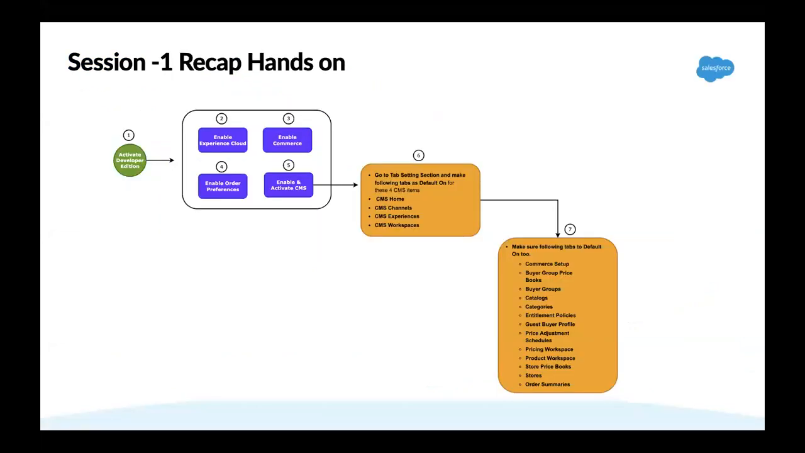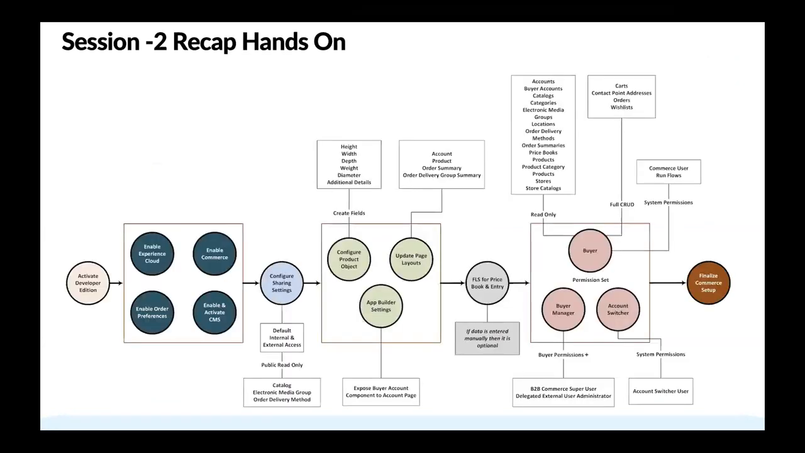Thank you, Abdul. So if you can go back to the recap of sessions. In session 1, we covered the activation of the B2B Commerce org, and we enabled the B2B Commerce prerequisites with Experience Cloud, enabled commerce, and place order preferences. After that, we did some profile and permission sets as well. In our session 2, we covered configuring sharing settings and data elements, organization-wide defaults, and the three-level security for multiple objects. We created permission sets and assigned permissions to the respective distributors or merchandisers, and we finished the commerce setup.